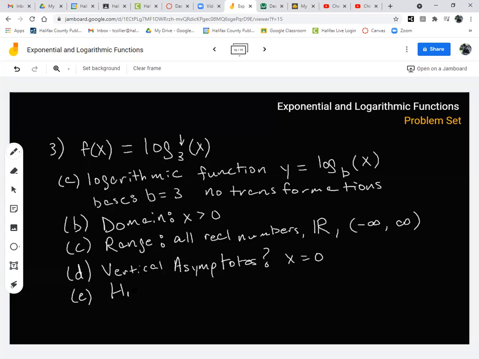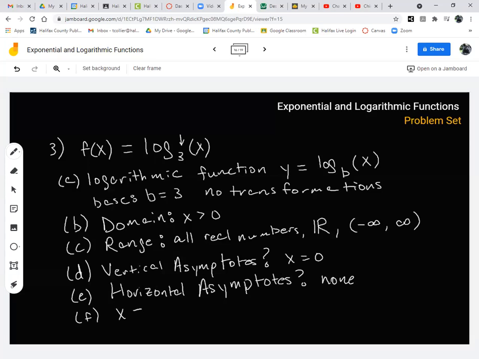Now, how about horizontal asymptotes? Does it have any of those? Well, logarithms never do. They never have horizontal asymptotes. They only have vertical ones. So we can write none right here.